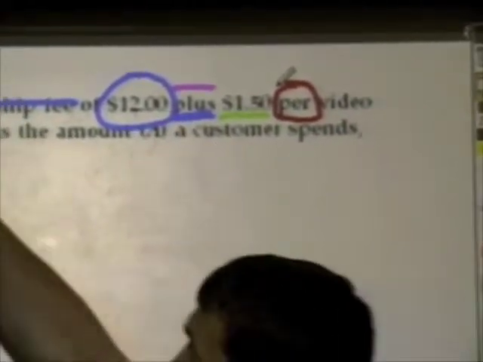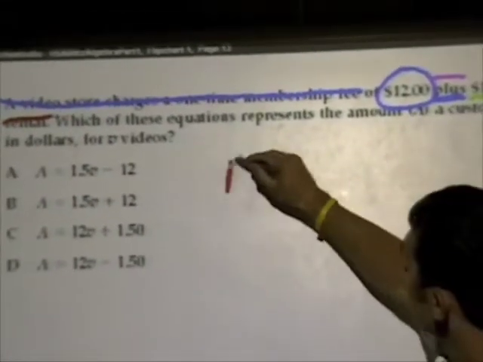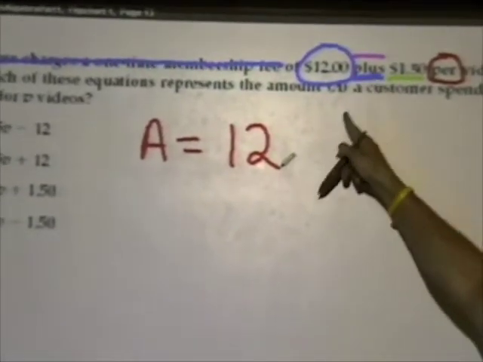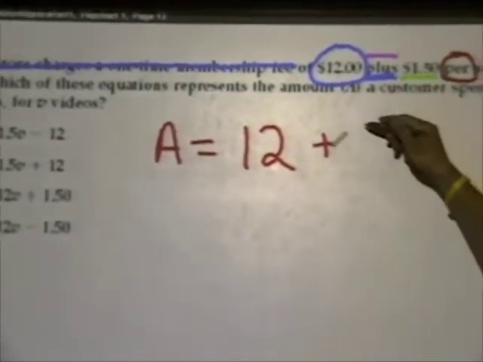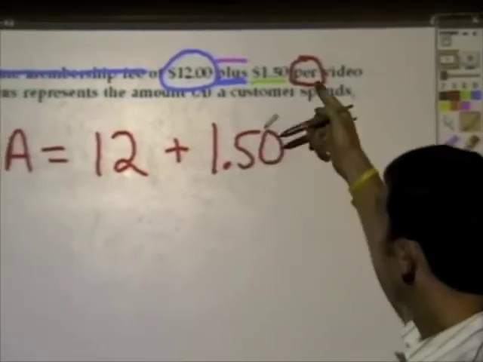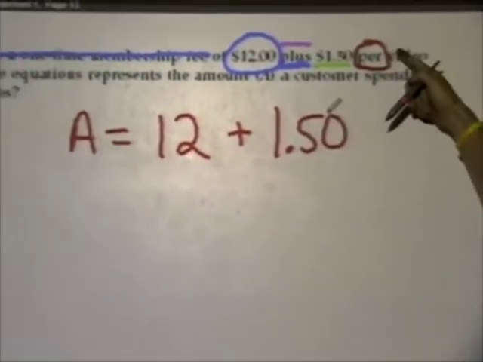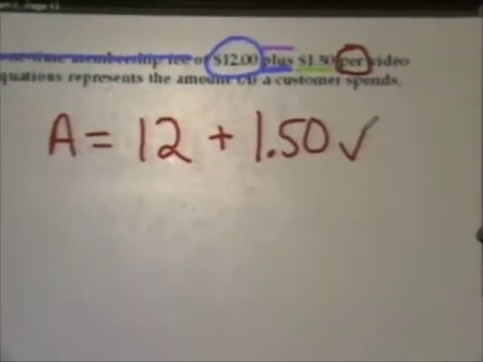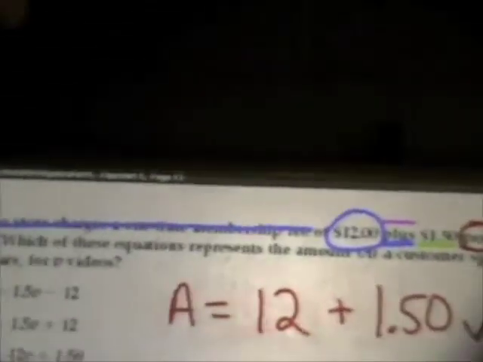But I've crossed all this out. Don't need it, because here it is. A equals $12 plus 150 per, remember it's times, and whatever letter is there, V. Okay, well, I don't want to pick willy-nilly some letters and get them wrong, because look, they're not in the order that they have them, right?